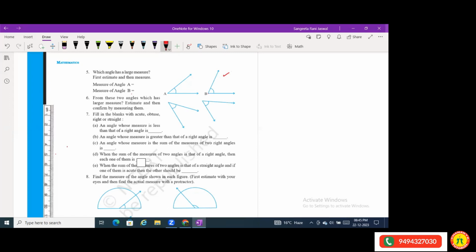Since both are acute angles, this can be clearly seen. Both angles are less than 90. Just by estimation, I'm writing maybe one angle is 60, it looks like 60 degrees. You will check. Yes, done, Sritesh. What is the measure of angle A?